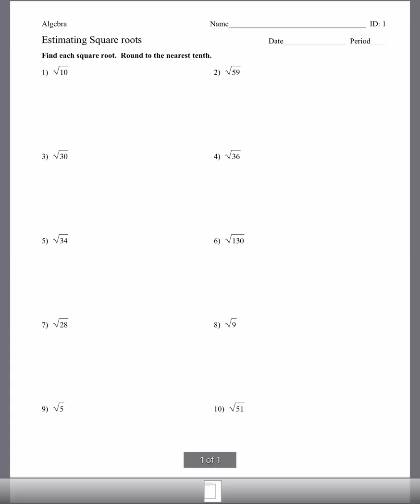Oh, hi! So, today we are estimating square roots. And I know that if you have a calculator in front of you, this lesson will take you 30 seconds. However, I'm pleading with you to not use your calculator, okay? Obviously, I have no way of checking.